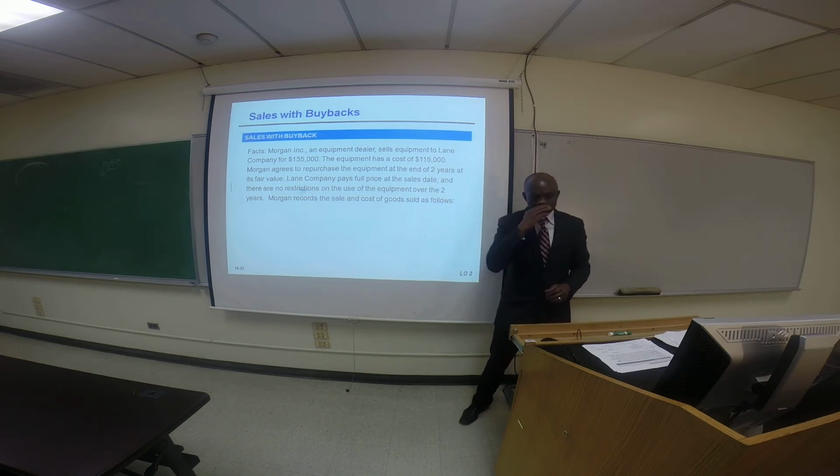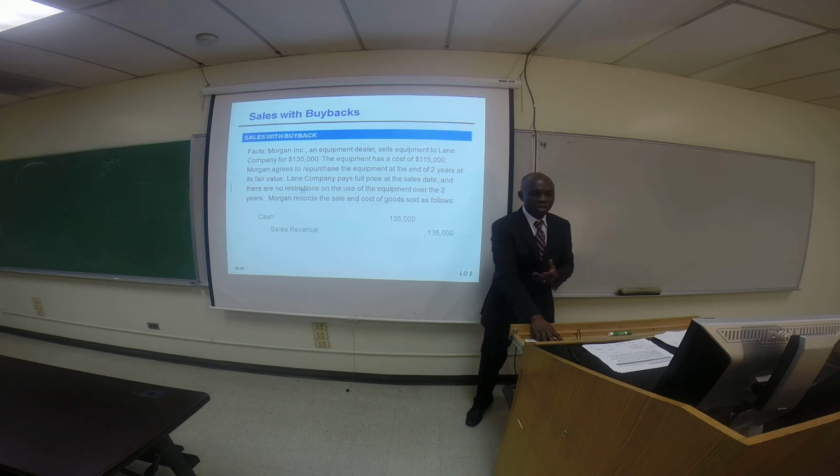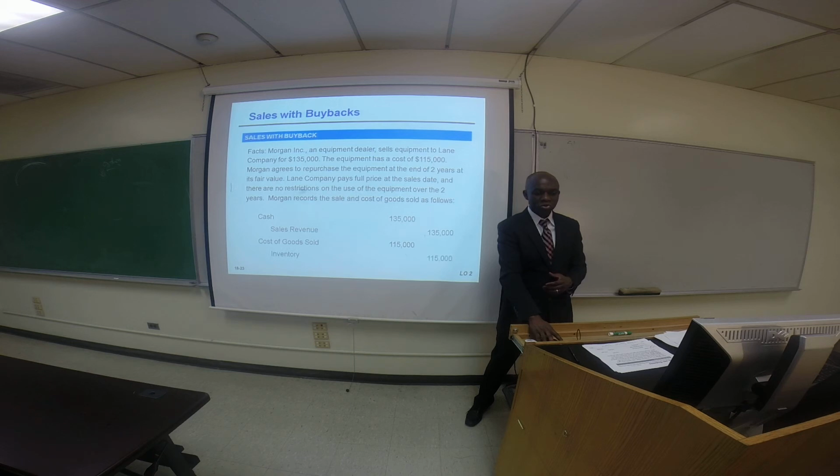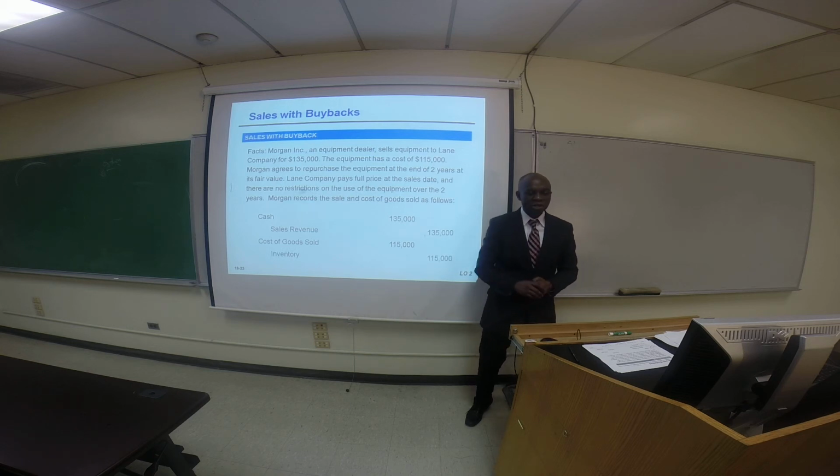In this example, here is the key. The company agrees to repurchase the equipment at the end of 2 years at its fair market value, and the buyer is given the right to use the equipment over that period of time without any restrictions. So in this case, we are going to recognize the revenue because we are anticipating buying back the equipment only at its fair value at the end of the specified time period. So in such circumstance, we debit cash for 135,000 and credit sales revenue for 135,000. We debit cost of goods sold for 115 and credit inventory for 115.